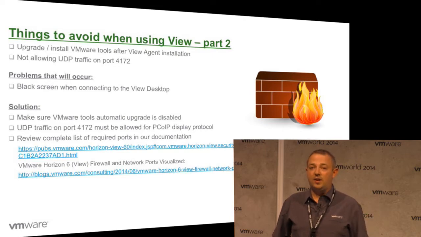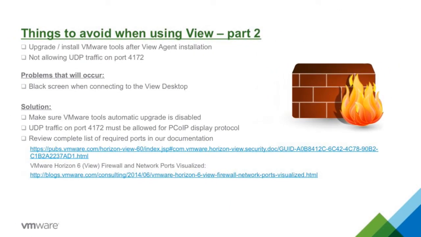Another reason for the black screen is when the UDP port required for PCoIP is being blocked by any firewall. It could be on the client, or on any firewall between the View desktop and the client. So you need to make sure that you can access the View desktop or the security server, connection server using UDP and TCP protocol.